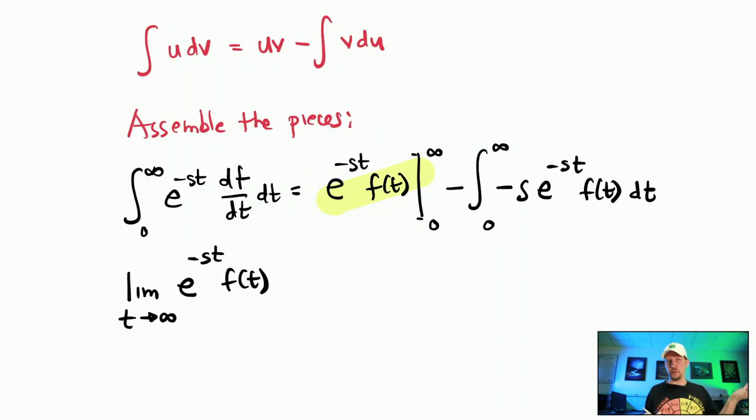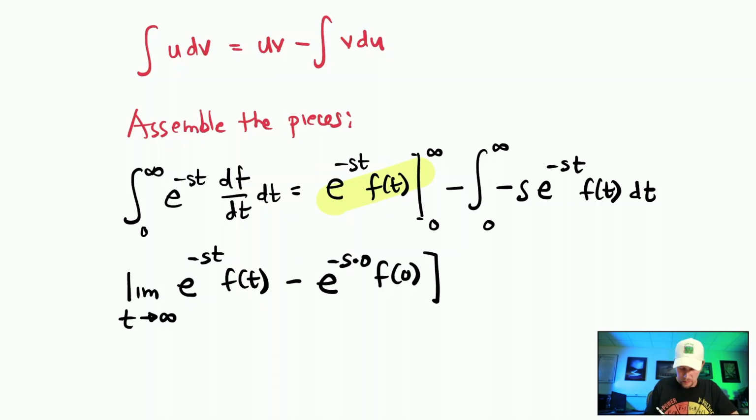And for the lower bound, there's no problem, right? Because I'm actually going to end up plugging in 0. And this is a really critical part. So for the bottom limit, this is e to the minus s times 0, and I'm going to plug in also f of 0. So this first term is the same thing as this term, right? I'm evaluating my bounds.